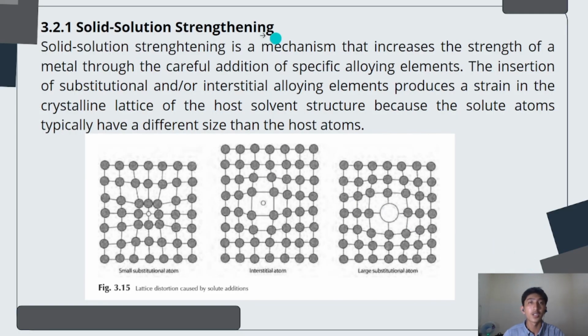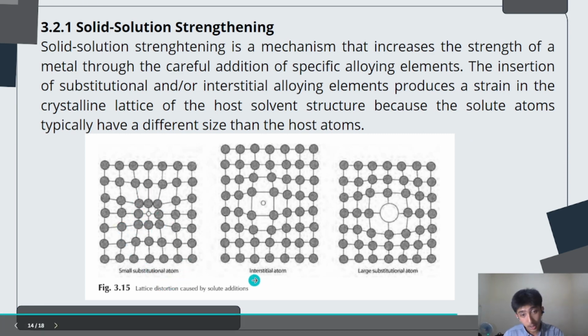Solid solution strengthening. Solid solution strengthening is a mechanism that increases the strength of a metal through the careful addition of specific alloying elements. The insertion of substitutional and or interstitial alloying elements produces strain in the crystalline lattice of the host solvent structure, because the solute atoms typically have a different size than the host atoms. The picture shows a small substitutional atom, an interstitial atom, and a large substitutional atom.